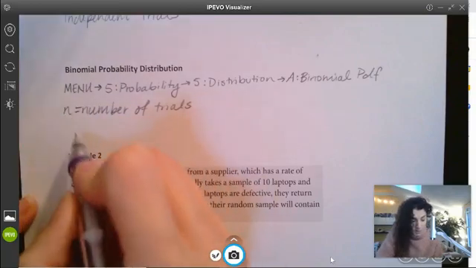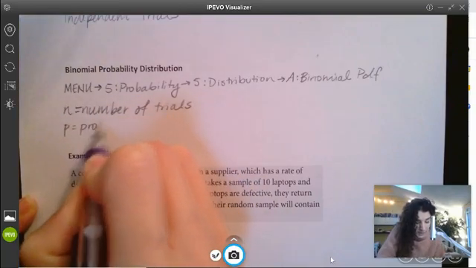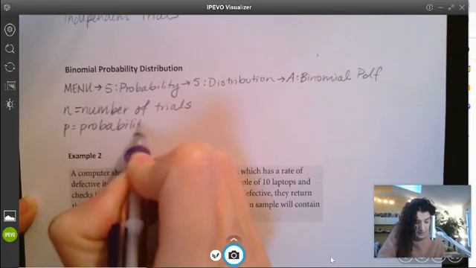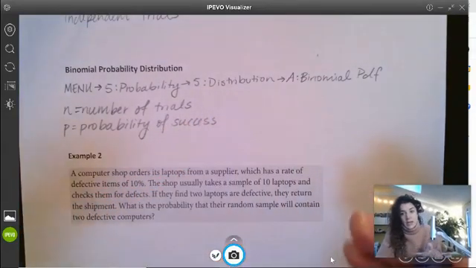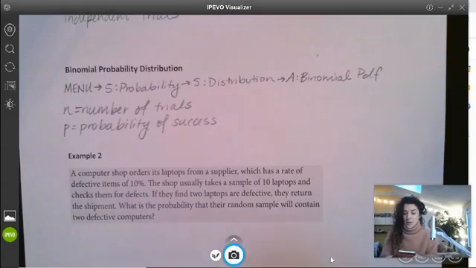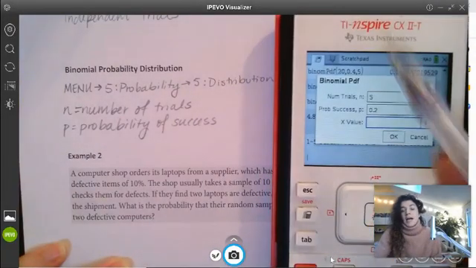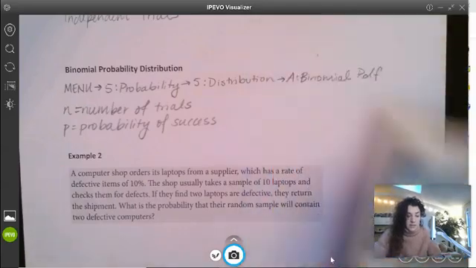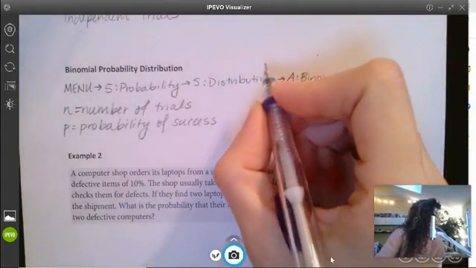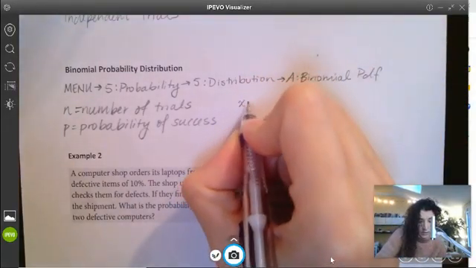So your next one, P, is the probability of success. Again, success just means the thing that you're looking at. It could be a bad thing. It doesn't matter. Your X value here says optional. It is the number of times you want this outcome.